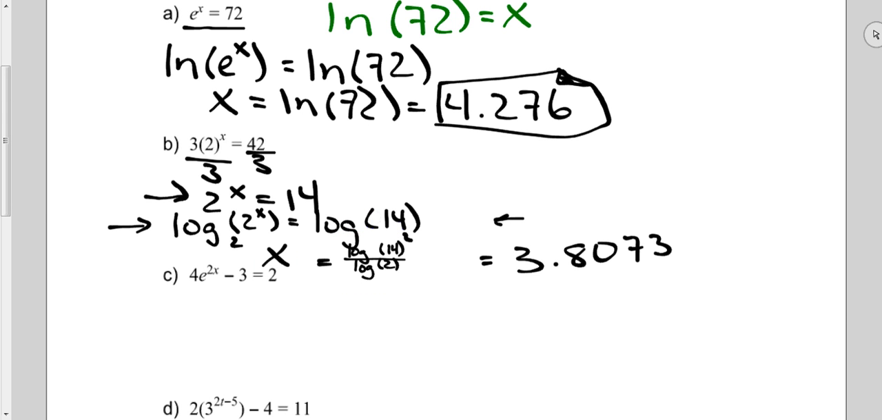All right. I didn't give myself enough room. All right. How do I do this guy? Is it really that hard? Yeah, add 3 to both sides. Start with add 3 to both sides, so then I get 4 times e to the 2x equals, add 3, right?